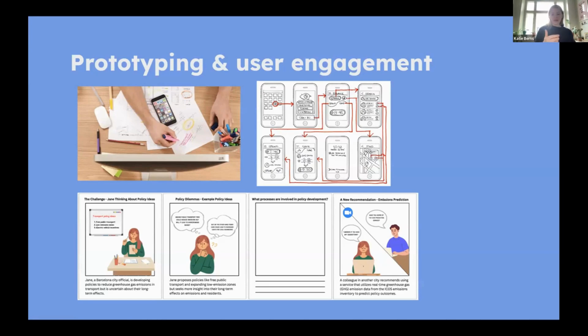And as you can see in some of the frames, we have what we know. So these are processes that we know happen based on our previous research, but then we also have gaps. So for example, we know that coming up with policies is a challenge, but we don't necessarily know what the key processes involved in policy development are. So we allow users to fill in the gaps and send the story in different directions based on their insights and experiences and their needs.